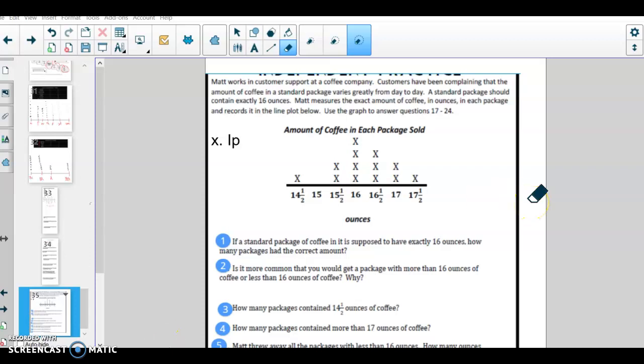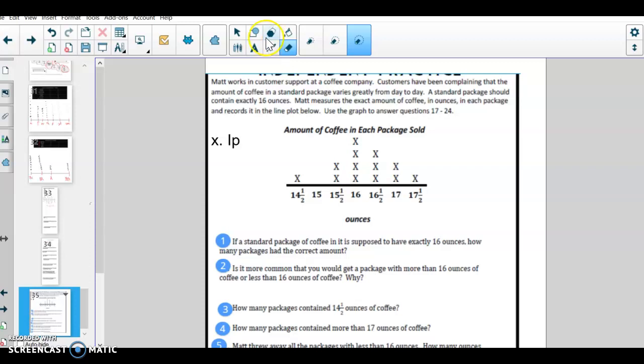All right, so let's take a look at our line plot. First, let's read our information. Matt works in customer support for a coffee company. Customers have been complaining that the amount of coffee in a standard package varies greatly from day to day.